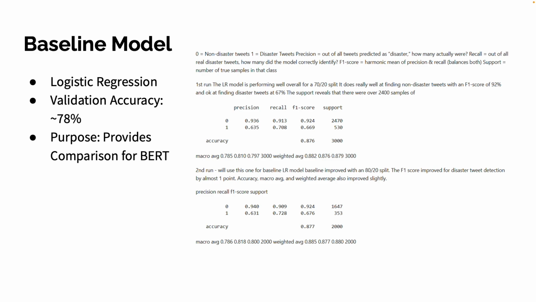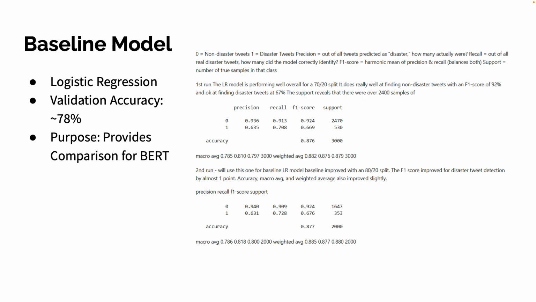Here is our baseline model. It uses logistic regression. We had a validation accuracy of about 78%, and it was basically just for comparison with the BERT model. For the first run, it performed well. It had a 70-30 split, and it was finding non-disaster tweets with an F1 score of 92%, and it was okay at finding disaster tweets at 67%.